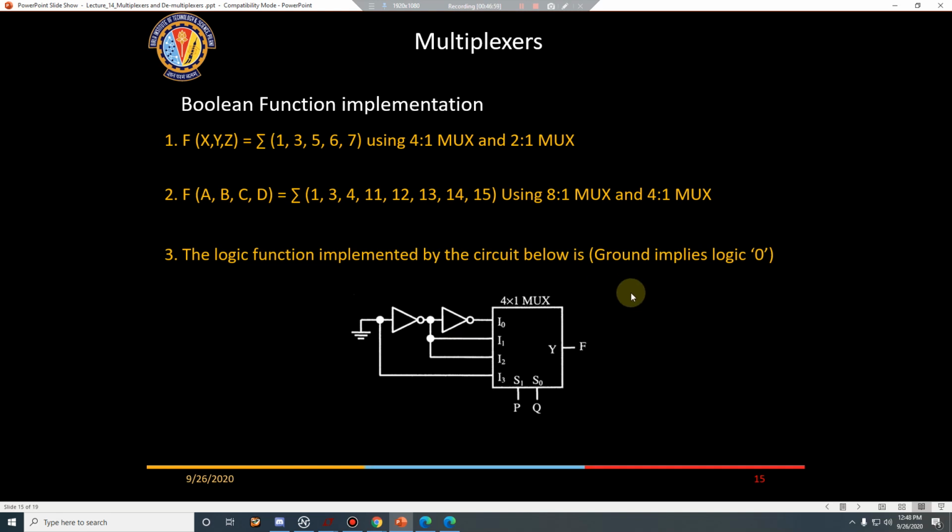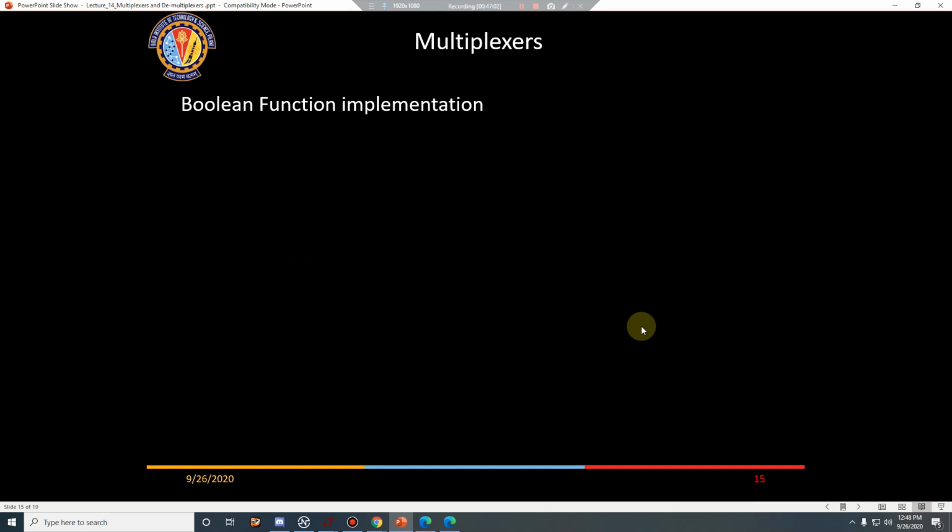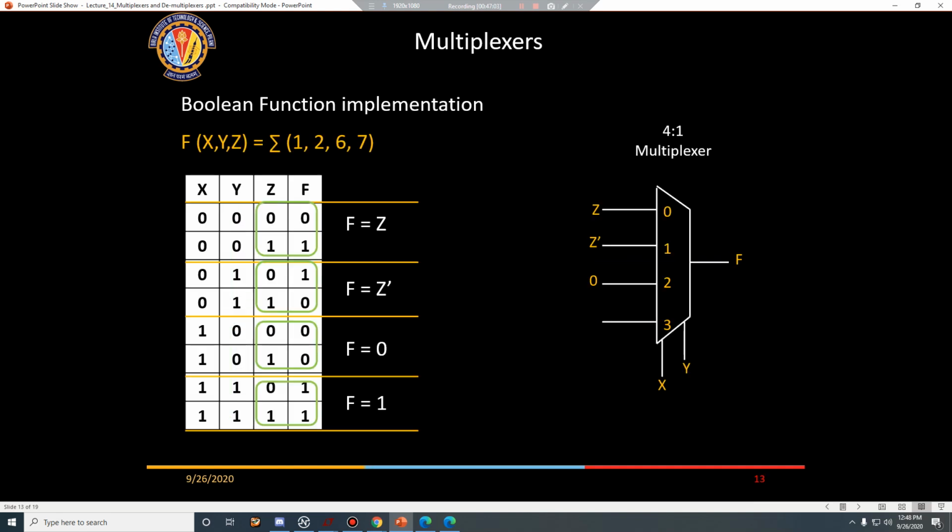Could you show the 4 into 1 mux, right? Okay, let me go back. Yeah, this is the 4 into 1 mux. This one. Syed, you can switch on the mic and ask, no problem.